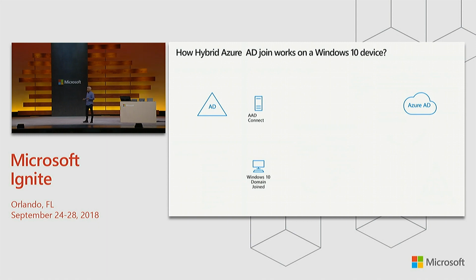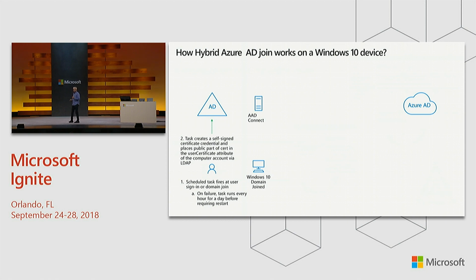Again, in terms of the way we showed you the Azure AD join, here's a quick flow that shows you how hybrid Azure AD join works. This is really fired by a scheduled task, and that gets fired every time either you restart the machine or a user signs in. And that task runs every hour, and if for some reason it's not able to do the hybrid Azure AD join in a day, it's going to stop, and it's going to stop till you restart the device.